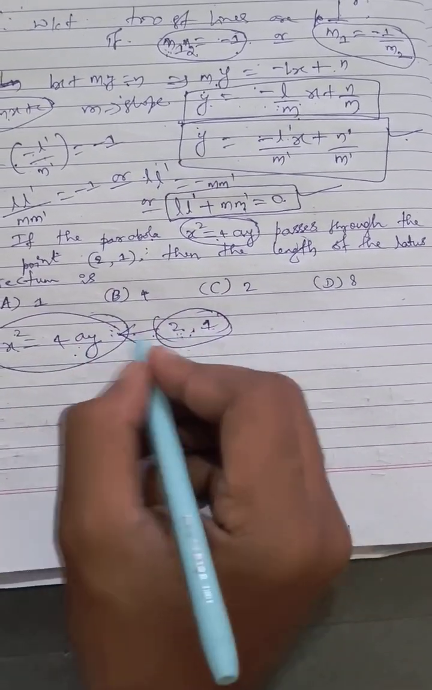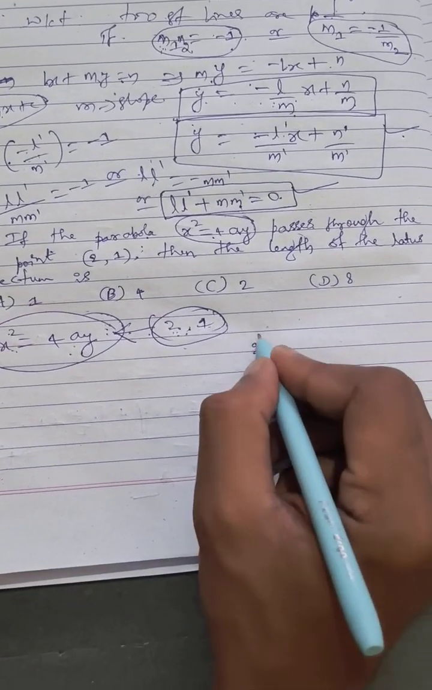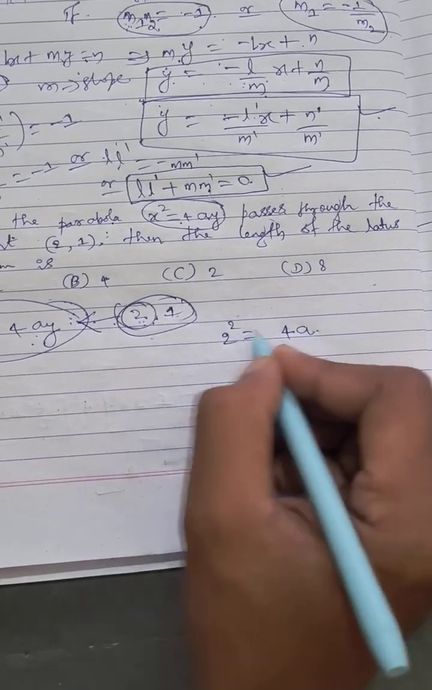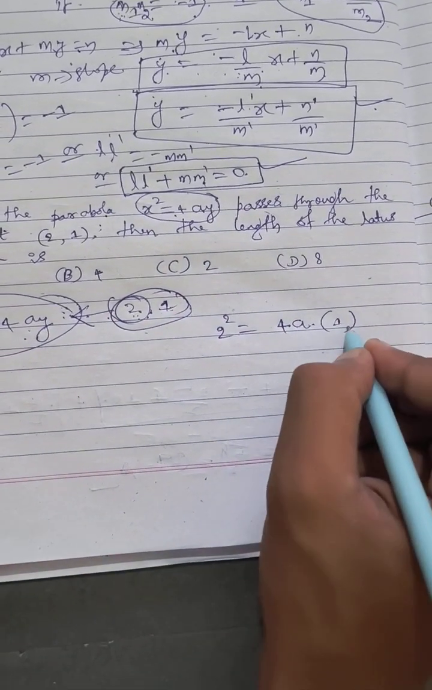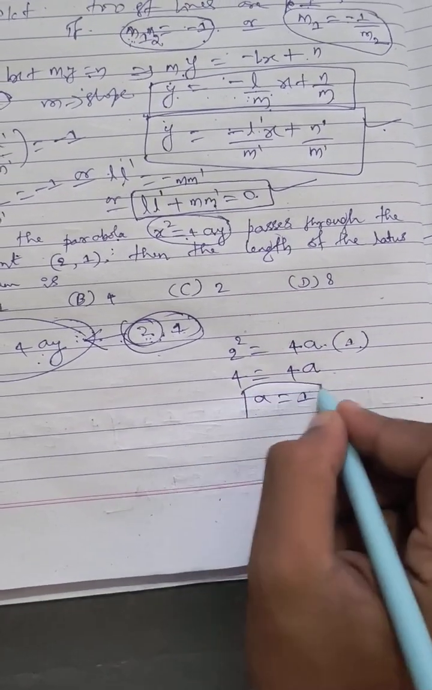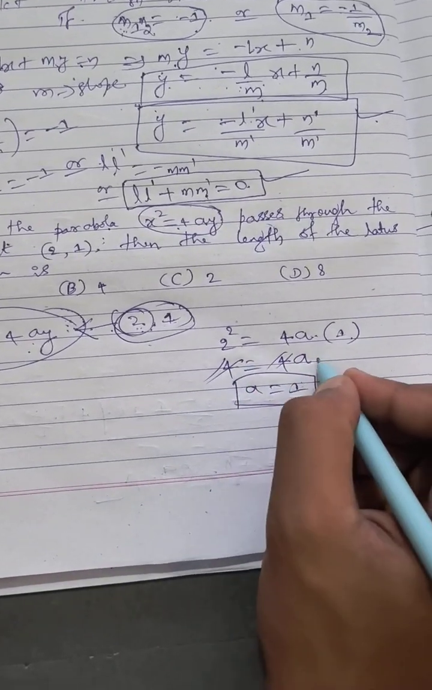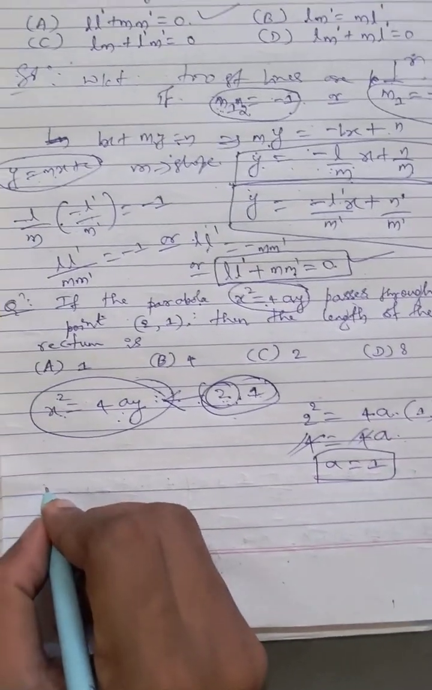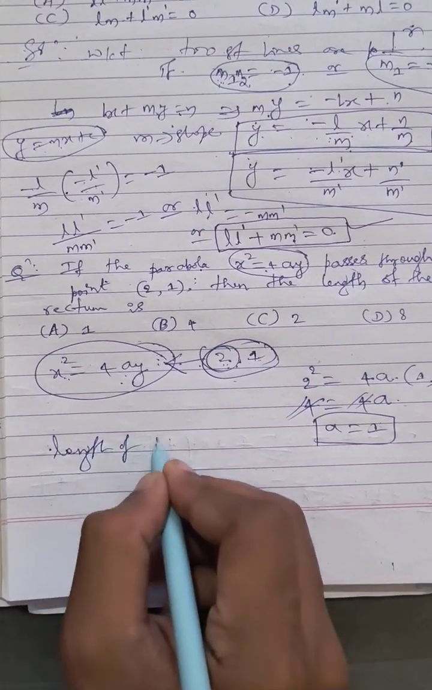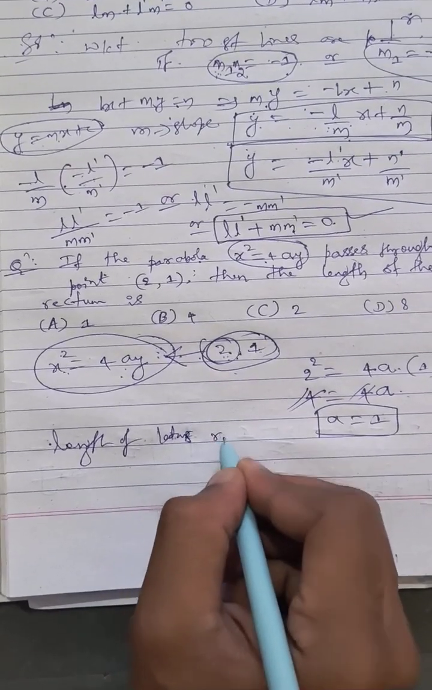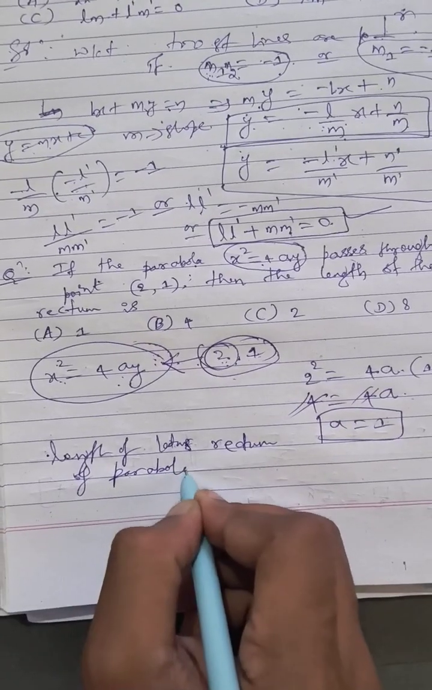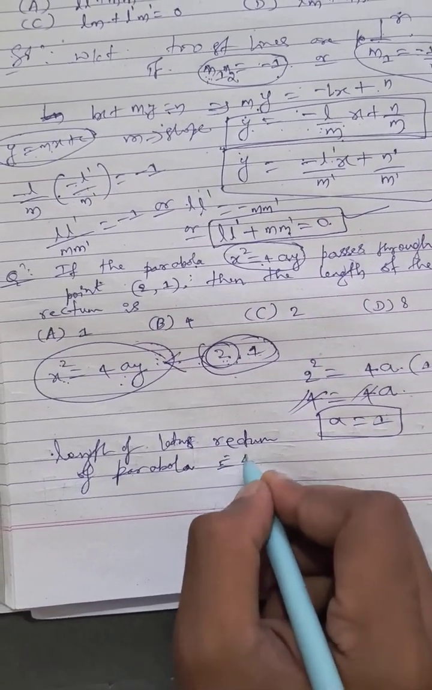Substitute this point into the parabola. What do you get? 2 square is equal to 4a, where x is 2 and y is 1. So 4 is equal to 4a, the 4 cancels, and a is equal to 1. Now we know the length of the latus rectum of a parabola: the length of the latus rectum is equal to 4a.